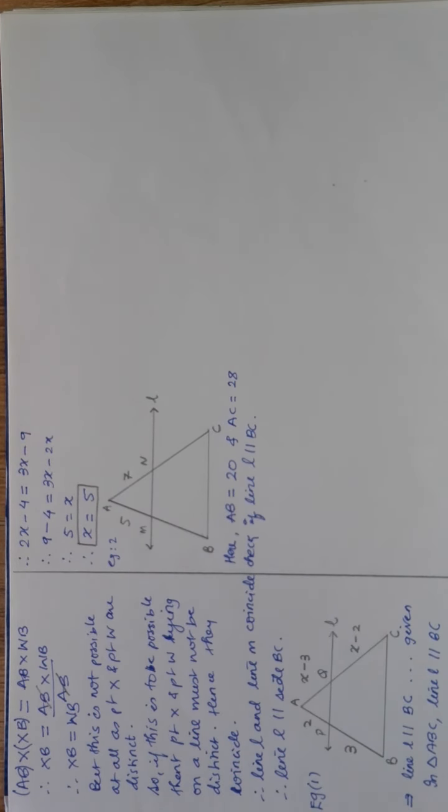Now I can see this is the line cutting two sides of the triangle, and if it is parallel to the third side, then it must divide the two sides in proportion. Okay, the two sides in which it is dividing must be in proportion. So you can use the other part also of the basic proportionality theorem which I have told you. But it is better to go by the traditional way.